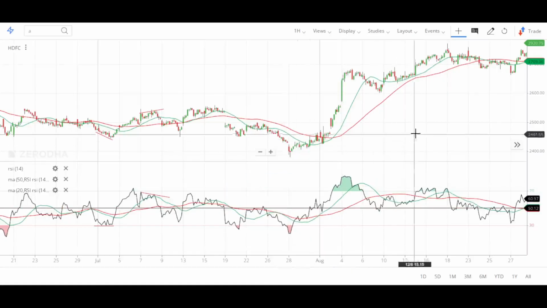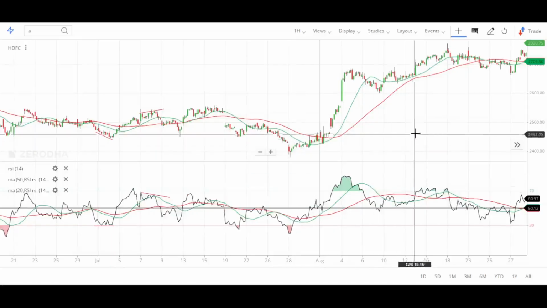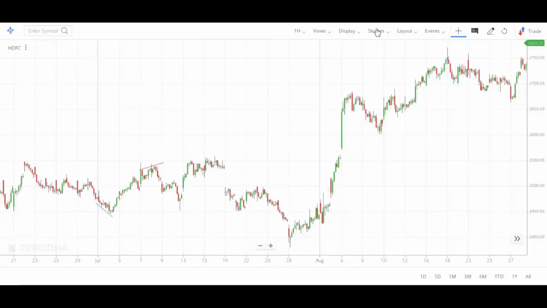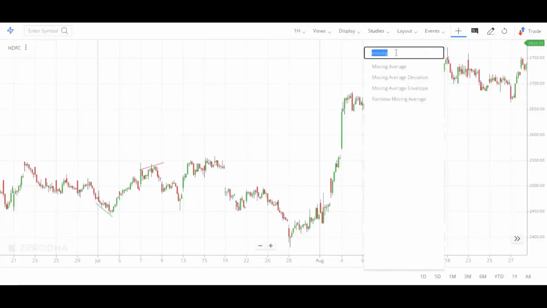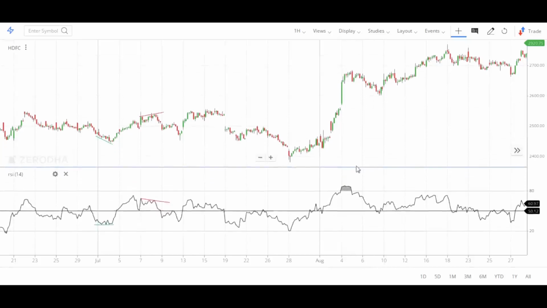Here I am using Zerodha Kite application for demonstrating the process of adding the RSI indicator and simple moving averages of price and RSI. To add the indicators, go to Studies. In the search box, type RSI. Then the RSI will appear in the drop down list.